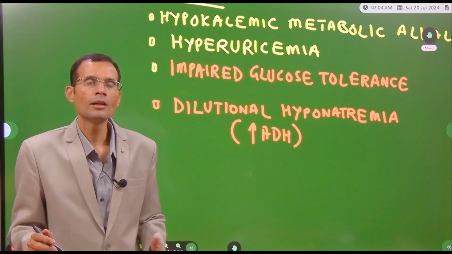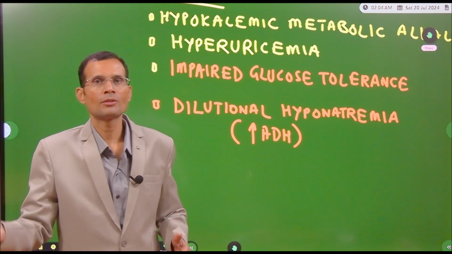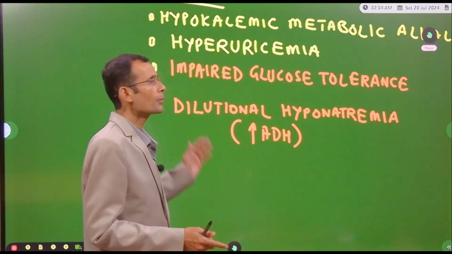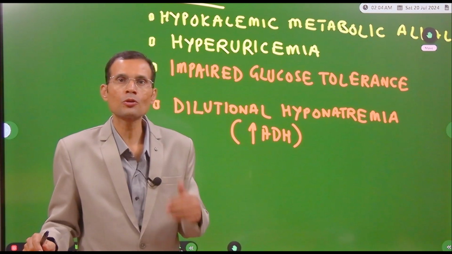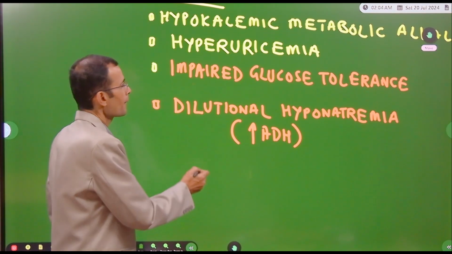Impaired glucose tolerance, yes, with thiazides this one particular side effect has been mentioned, that they decrease the insulin secretion as well as they decrease the insulin sensitivity. So they are shown to be hyperglycemic and to be used with caution in the diabetic patients.